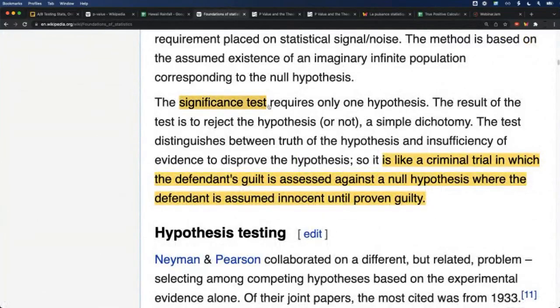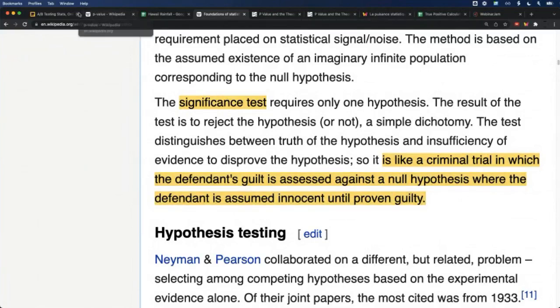So another definition for significance test or Fisher's p-value test. A simpler example: Wikipedia also says that a significance test is like a criminal trial in which the defendant's guilt is assessed against a null hypothesis, where the defendant is assumed innocent until proven guilty. So basically, the null hypothesis is that the defendant is innocent until you have evidence that proves them guilty, right? Now, why did we go with the null hypothesis? Because that was the best data point that we have, and we don't want to prove someone guilty.